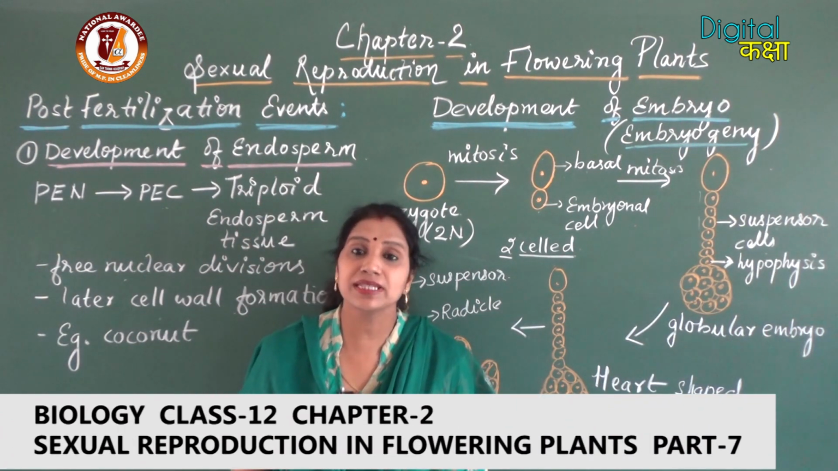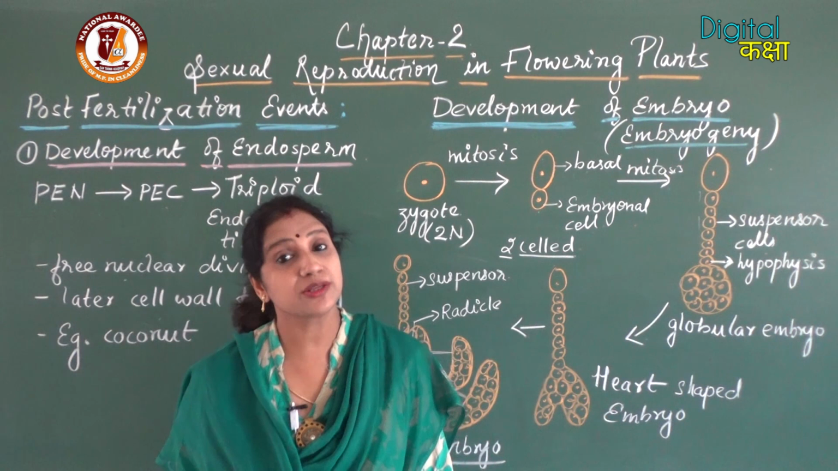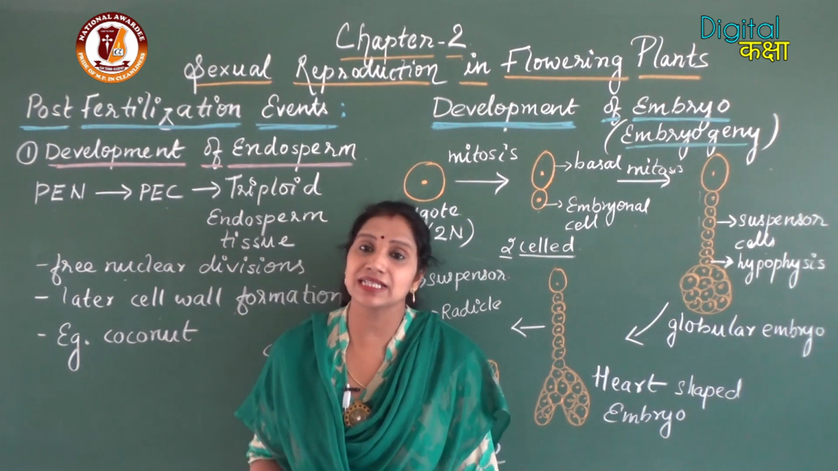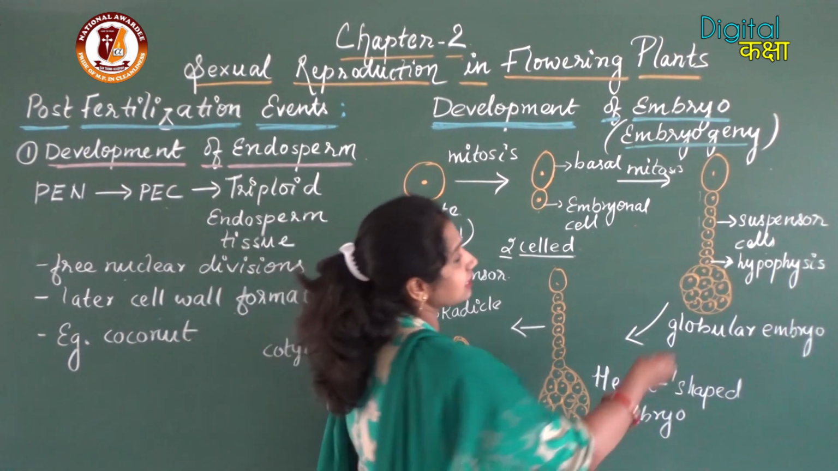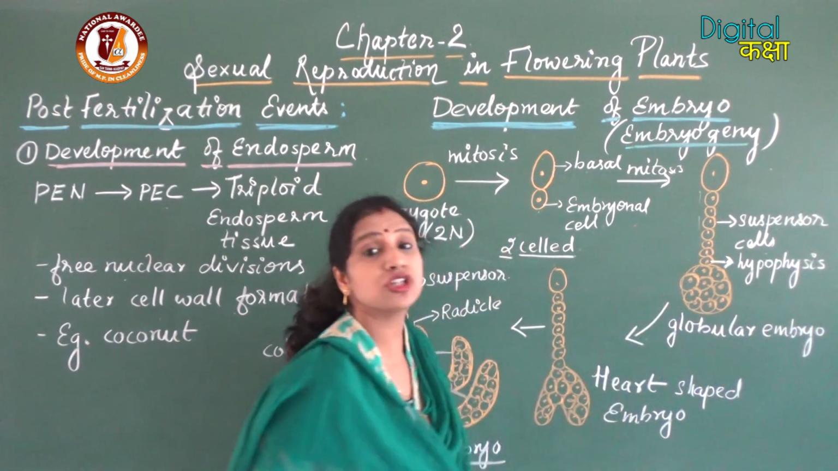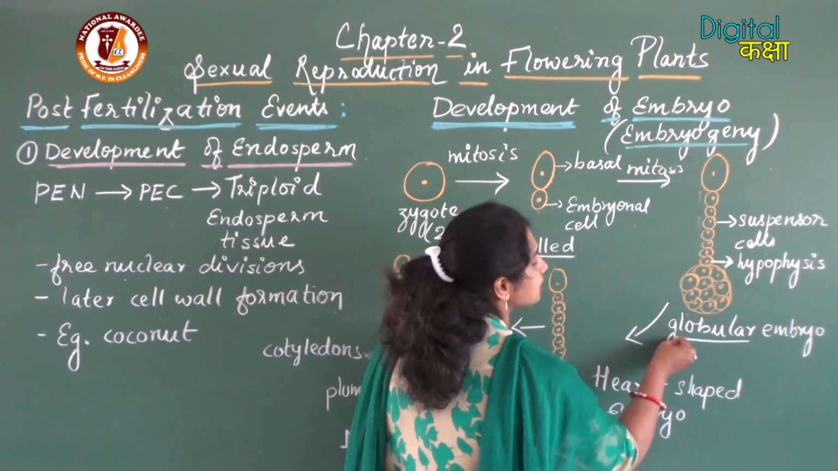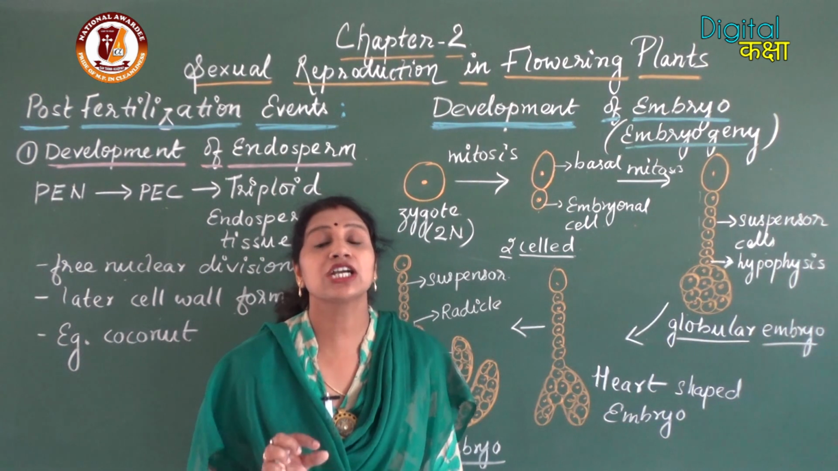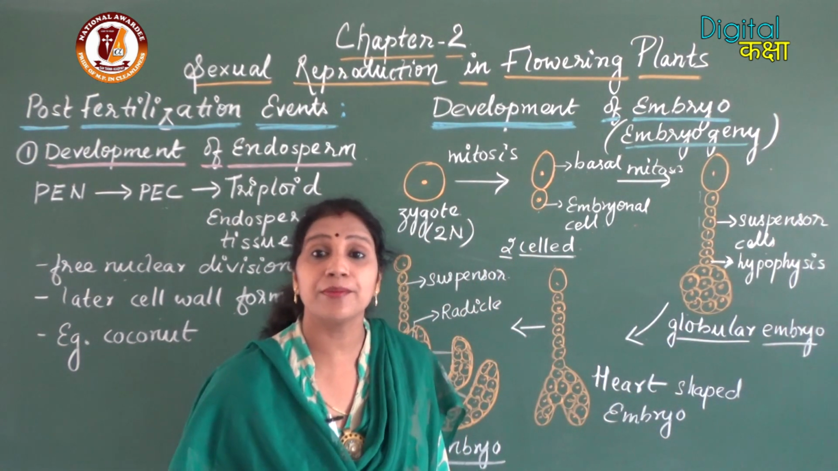By the time the suspensor cells are being formed, the embryo will also divide, but the process will be slow as compared to the formation of suspensor cells. Once the suspensor cells have been formed, the division in the embryonal cell will be faster. So as the suspensor cells are being formed, you can see at the base the embryonal cell has also divided to form a mass of cells. This mass of cells is called the globular embryo. As it is spherical in structure, it is called the globular embryo stage. So, from the suspensor cells, the globular embryo hangs.